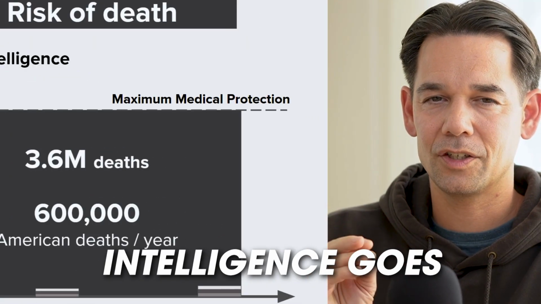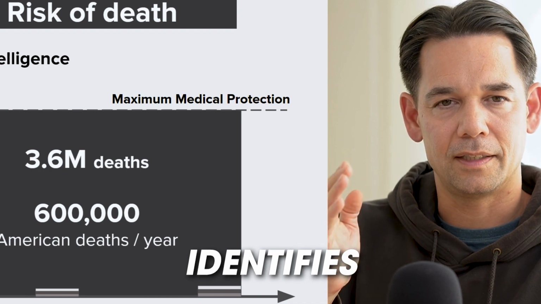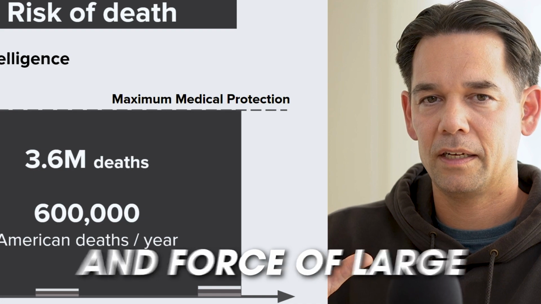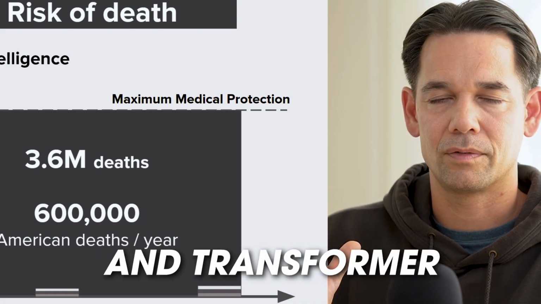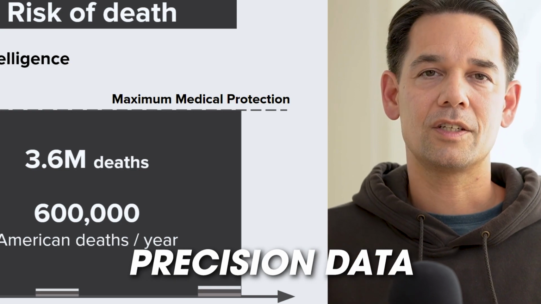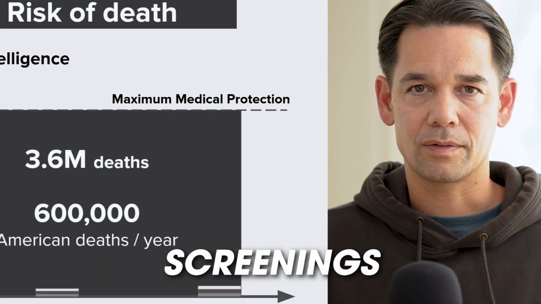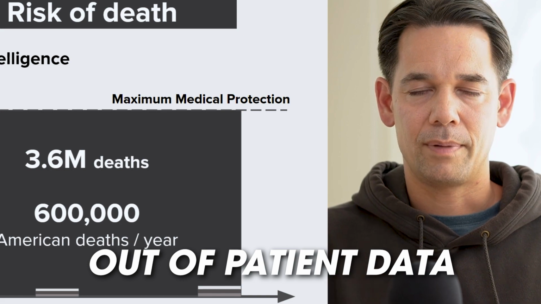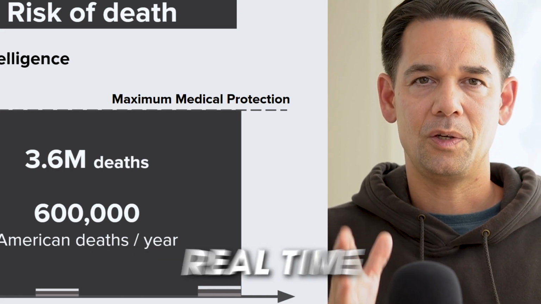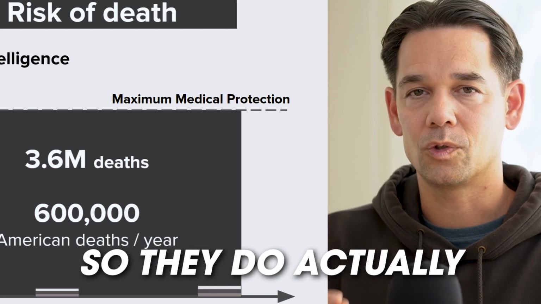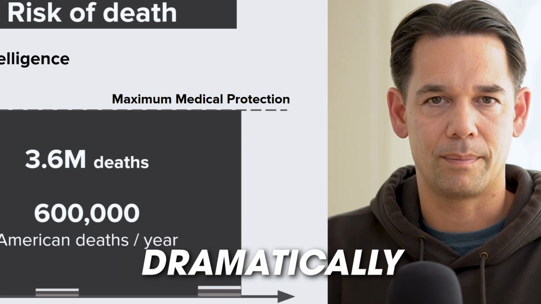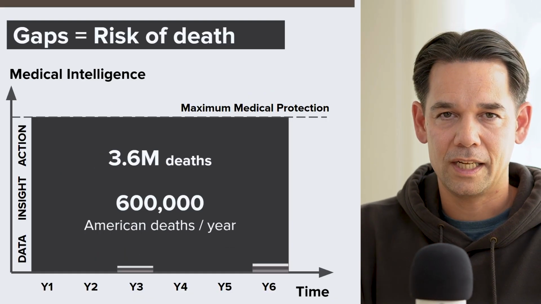So medical intelligence goes by first principles, identifies the real opportunity in medicine here, and then throws the full capability and force of large language models and transformer models against that problem, to digest much greater precision data we can apply in annual precision screenings, to make much more sense out of patient data that we can generate now from scratch, and to provide continuous real-time guidance to patients so they do actually the right thing to stay alive and reduce their risk of death dramatically. That is where the real opportunity lies.